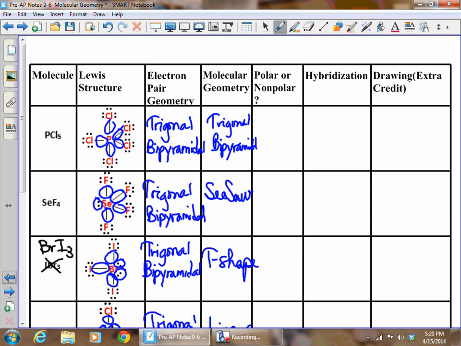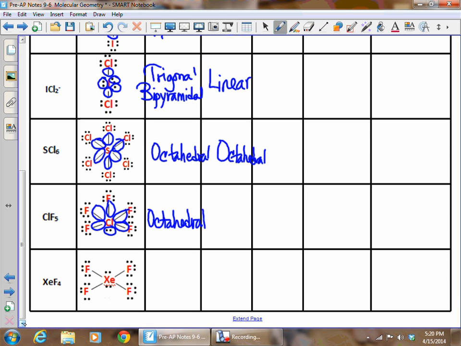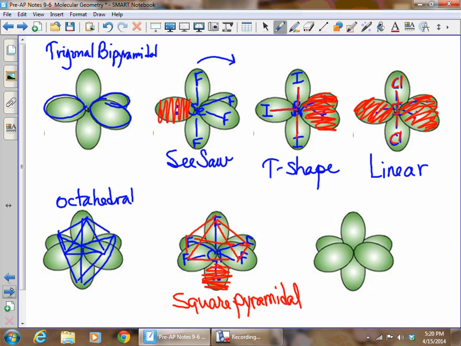And finally, our last structure has 6 pairs of electrons around it again. Those 6 pairs of electrons make it an octahedral overall structure, or its electron pairs, but now it has 2 lone pairs. What's that going to look like?